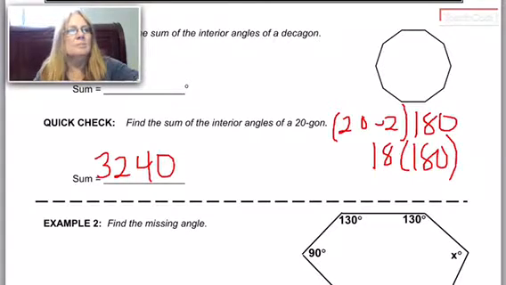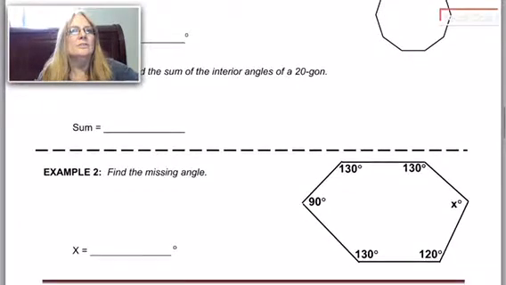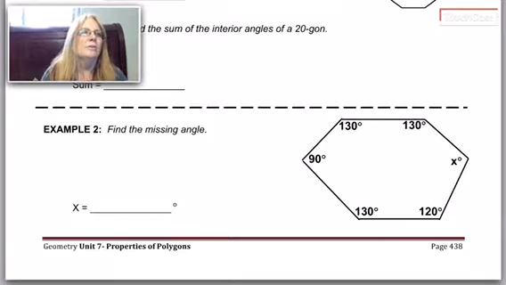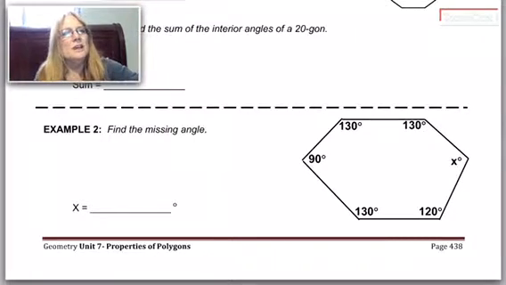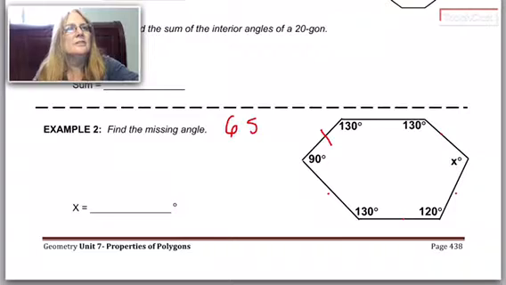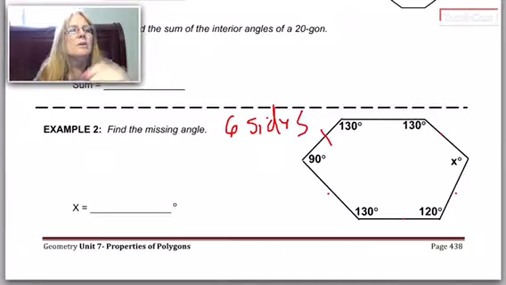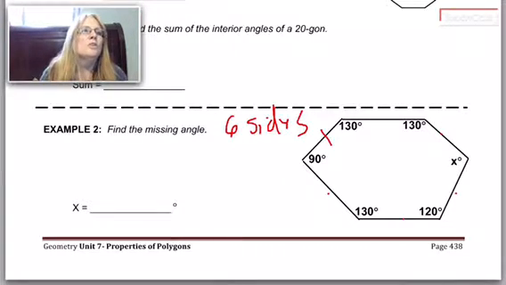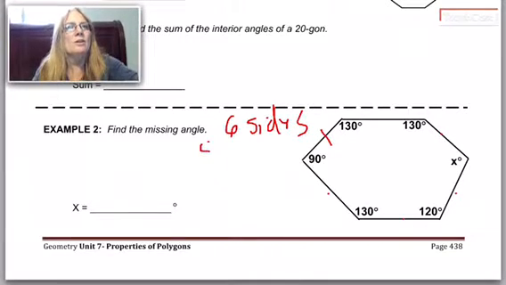Okay, let's look at example 2 now. This is a little different. It says find the missing angle. Okay, so we have a polygon here. The first thing you want to do is count the sides. 1, 2, 3, 4, 5, 6. So it has 6 sides. Okay, so what I want to do is determine what should all of the angles add up to. So 6 minus 2 is 4. So 4 times 180.